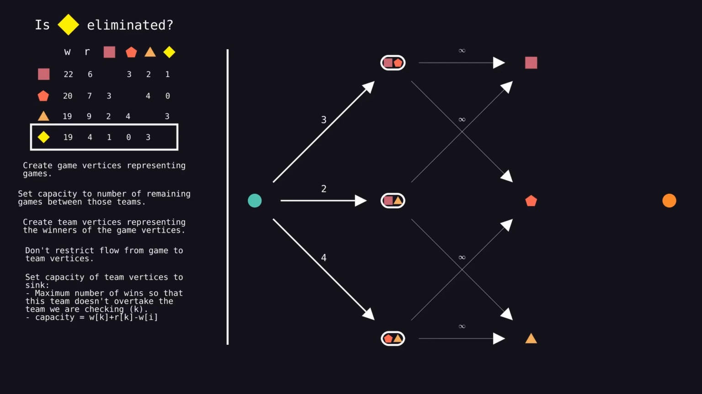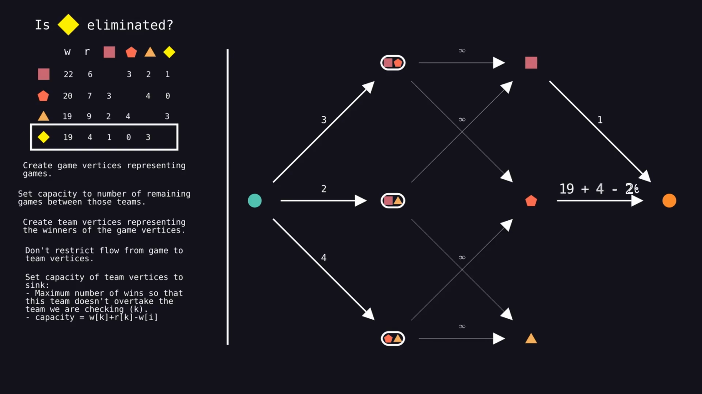For example, the total number of wins possible for Diamond is all of their current wins, 19, plus the number of remaining games they have, 4. Diamond has the potential to win up to 23 games. If we look at the first team vertex, Square, what do we set the capacity to be such that they don't eliminate Diamond? Well, we set it to 1, because Diamond could win up to 23 games, and Square has already won 22 games, so Square can only win 1 more game to not eliminate Diamond. If Square wins more than this, say 2 more games, they'd be on 24 wins, which is more than anything Diamond can possibly win, so we set the capacity to 1.